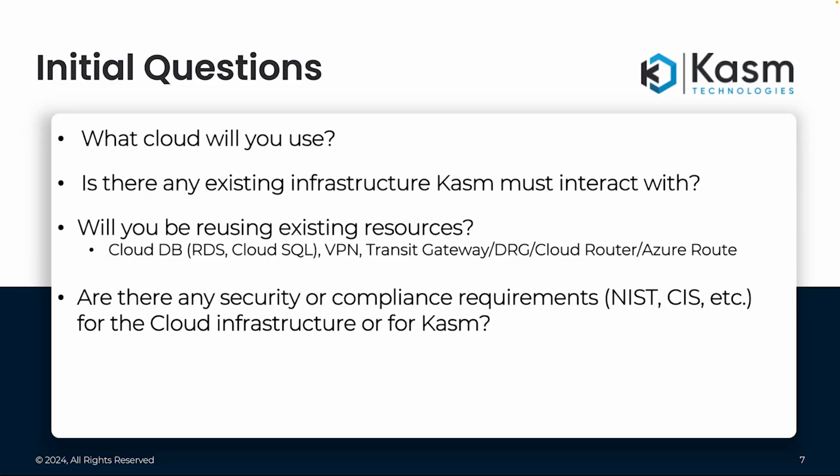Next one's a biggie when we start talking about the database, right? Will you be reusing any existing resources? So do you already have a cloud database? RDS, Cloud SQL, VPN, transit gateways, DRGs, any network resources. Are we going to re-leverage any of those in our new deployment of Kasm? If so, like I said, we need to account for that. In the case of the database, we won't be leveraging the containerized SQL or Redis instances. We will be leveraging existing databases and then deploying onto them.